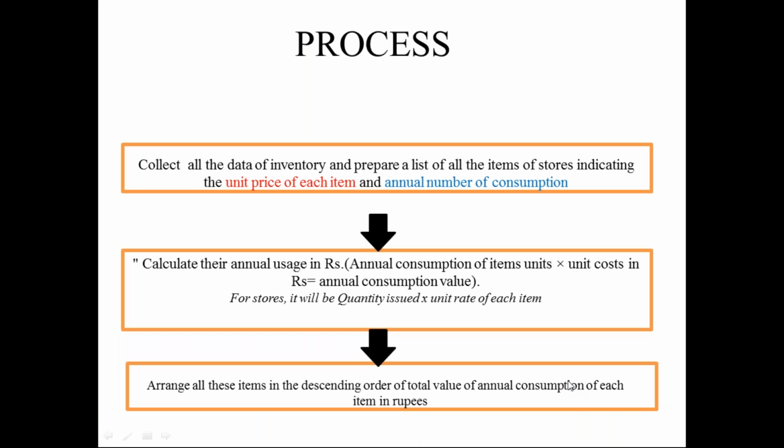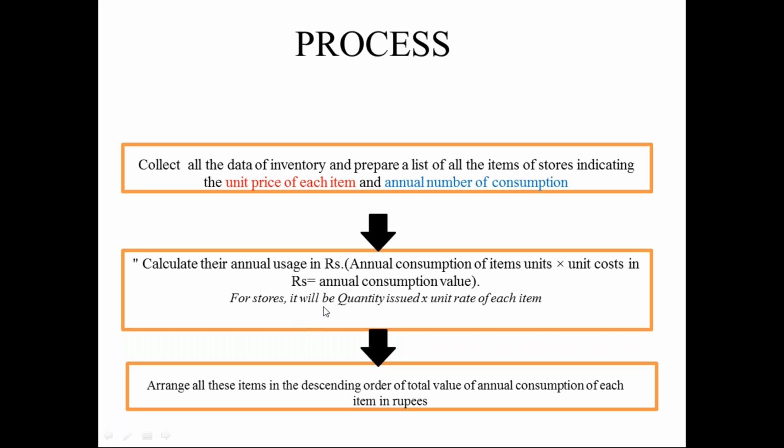Now let us see the procedure or the process of the ABC analysis. The first procedure is to collect all the data of inventory, and we need to prepare a list of all items of stores indicating the unit price of each item and annual number of consumption. And then we need to calculate the usage in rupees, that is annual consumption of item units multiplied by unit cost in rupees, which is equal to the annual consumption value.